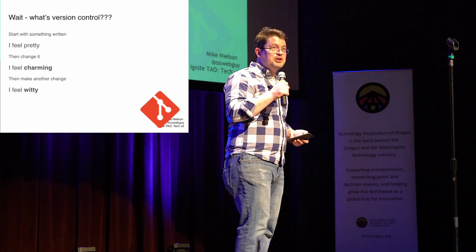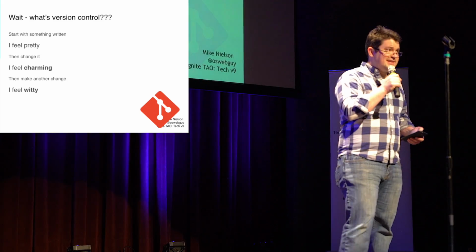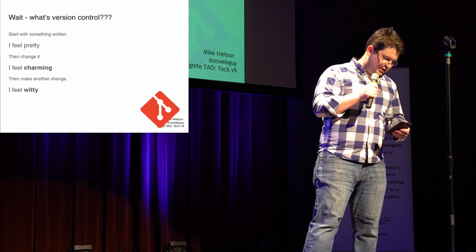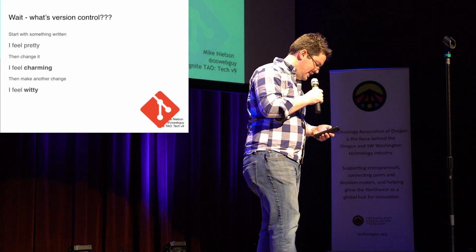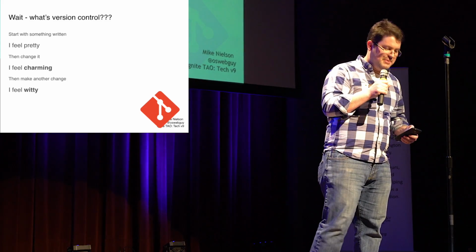So what's version control? Let's start with a single string of text. You change it, that's a commit. You change it again, that's another commit. Each of these individual commits are uniquely addressed and human readable. Changes do not require a network connection, meaning they can be everywhere.